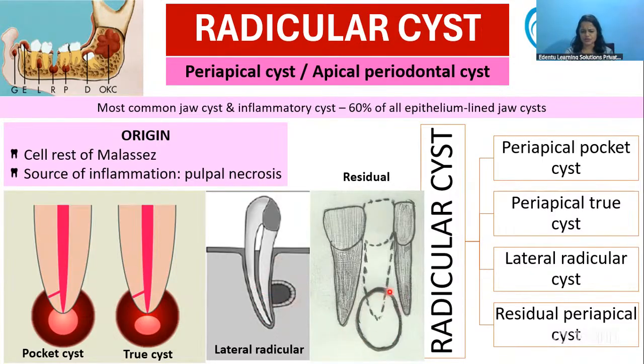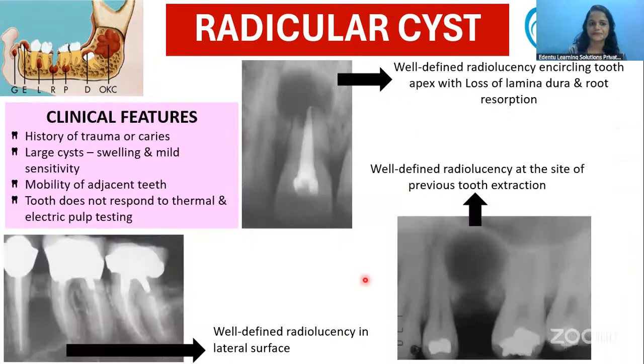Then we have the residual cyst. Residual cyst means the non-vital tooth which formed the radicular cyst was already extracted, but a radiolucent area is still seen in the jaws. That kind of cyst is called the residual cyst. So these are the four types: the pocket cyst connected with the root canal, the true cyst not connected with the root canal, the lateral radicular cyst formed through the lateral canal, and the residual cyst, where the tooth is already extracted but the radiolucency is still there.